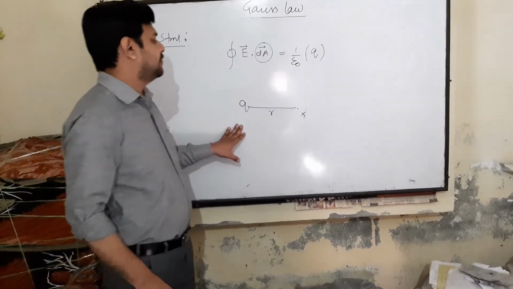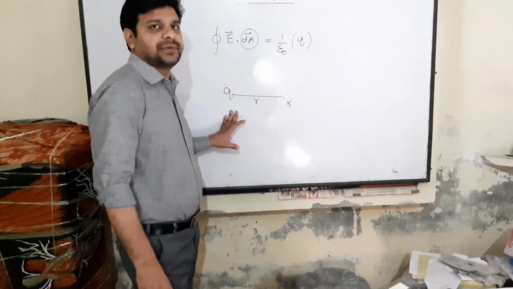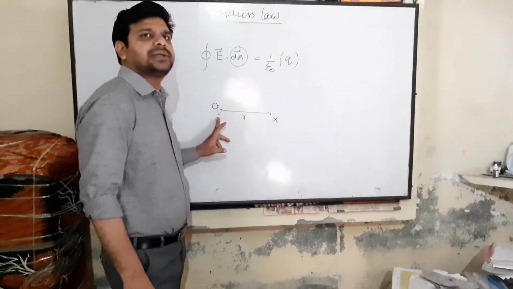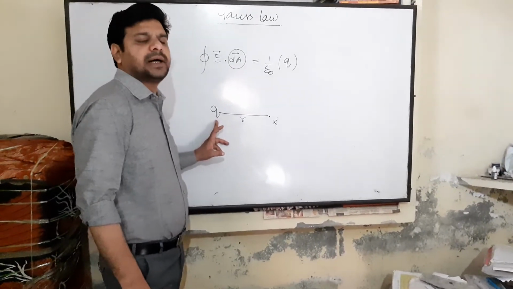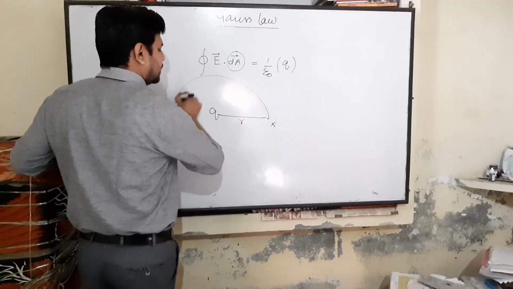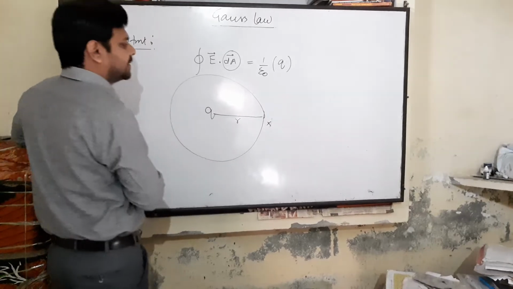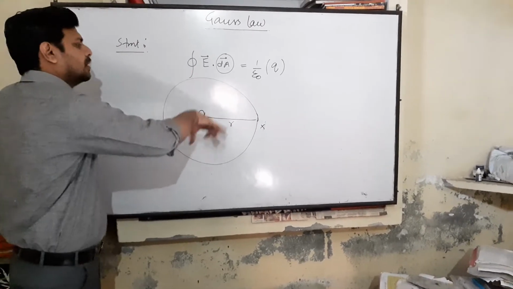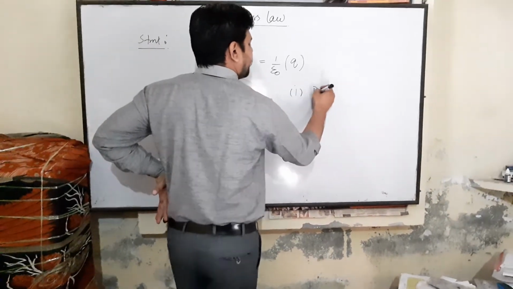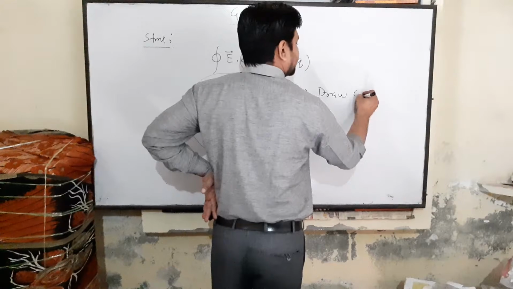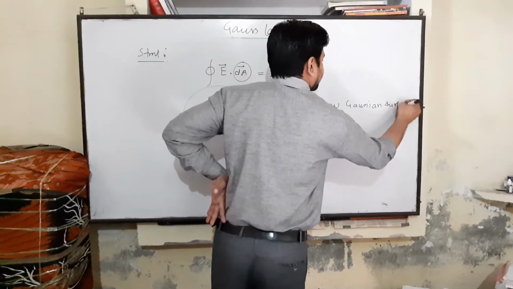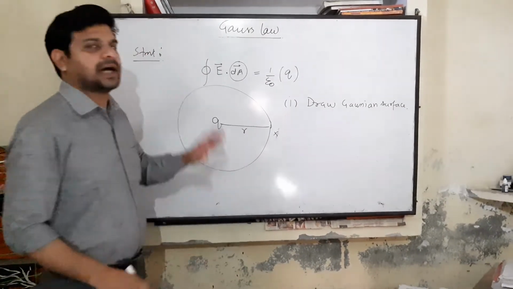First of all, we have to make a Gaussian surface which encloses the given charge configuration. The given charge is a point charge, so we will use a spherical Gaussian surface. Then draw the sphere of this radius. This is called the Gaussian surface. This is the first step: draw the Gaussian surface which encloses the charge configuration.